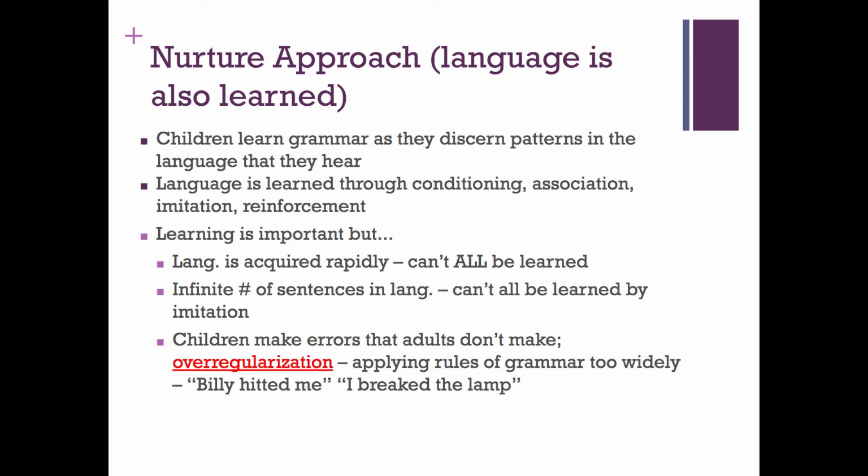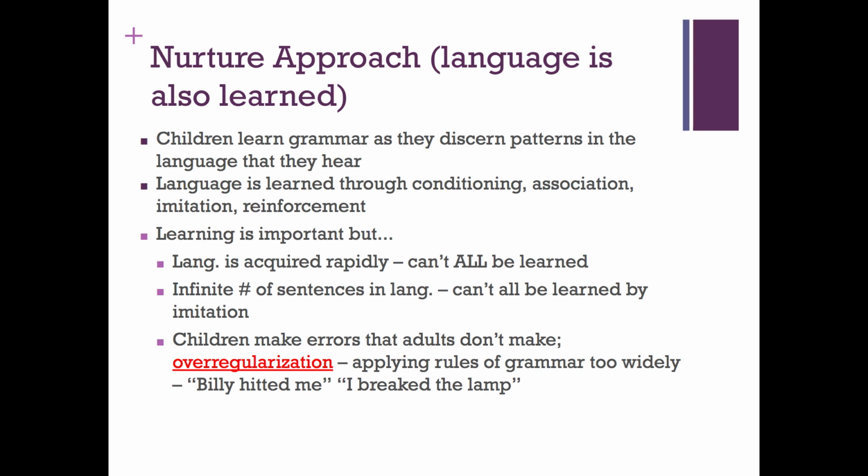And another phenomenon that we see is something called over-regularization or overgeneralization, which happens with children as they are learning to use grammar. They'll make errors that they don't hear adults making. They will over-apply the rules of grammar, or they'll apply the rules of grammar too widely. So examples of this would be like when my daughter Elise says, I goed to my room, or when a child says Billy hitted me, or I braked the lamp.